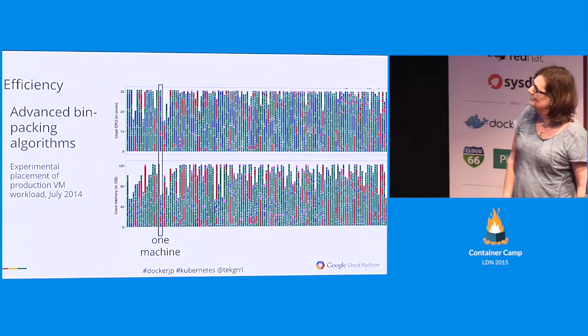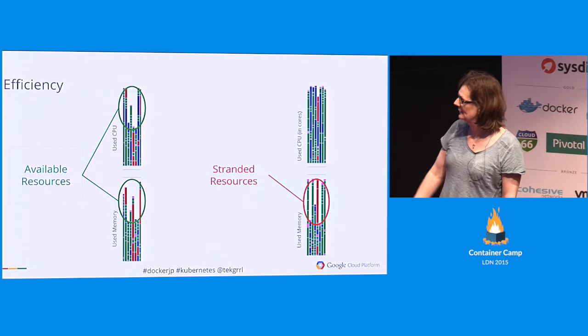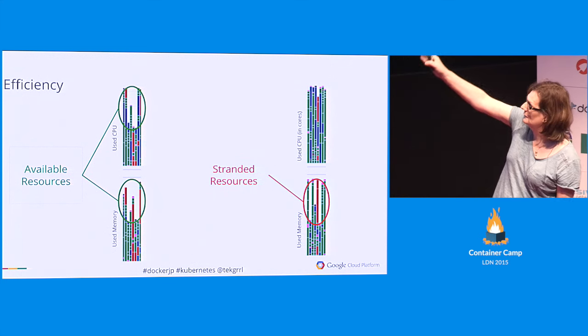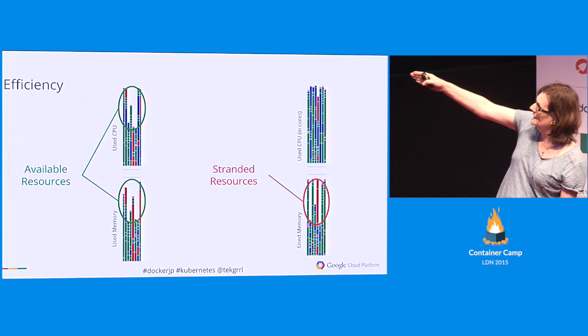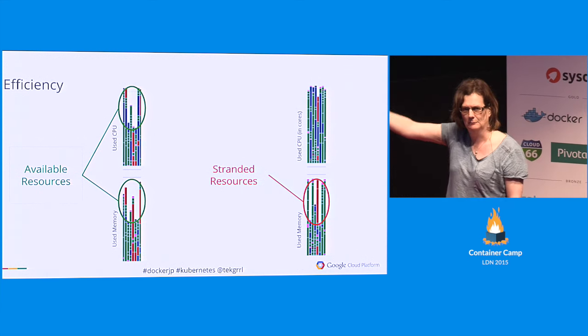And that raises some interesting observations. One is efficiency and available resources. If we look at these two here, we have memory at the bottom, CPU at the top. We can see that we have spare CPU where we have spare memory. That's great. We can use that for running other jobs.